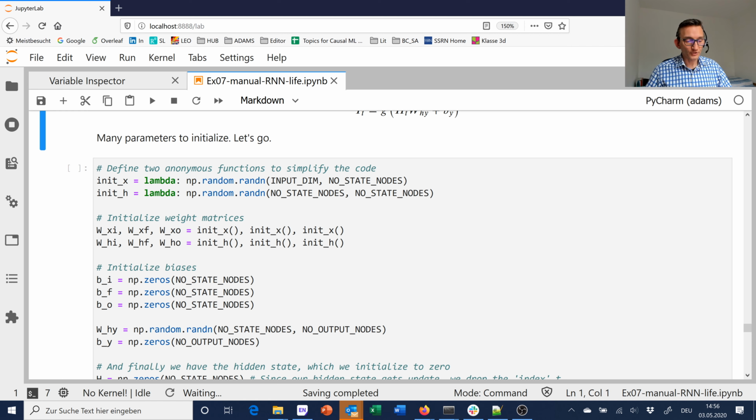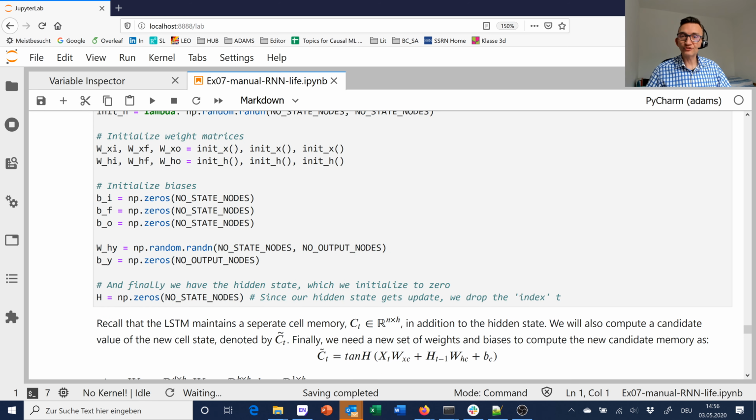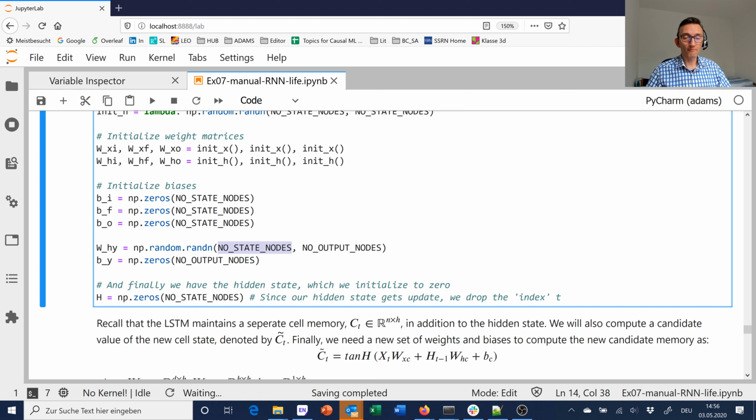Well, for the biases, we just have vectors and we initialize all of these to 0. Then we have the matrix that maps from the hidden state to the output layer, which is hidden state nodes by output nodes. And the bias is just the output nodes. And finally, we have the hidden state itself, which is just a vector with 5 elements, initialized to 0 as before.